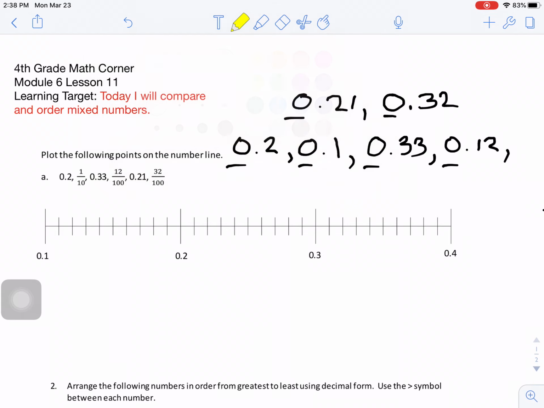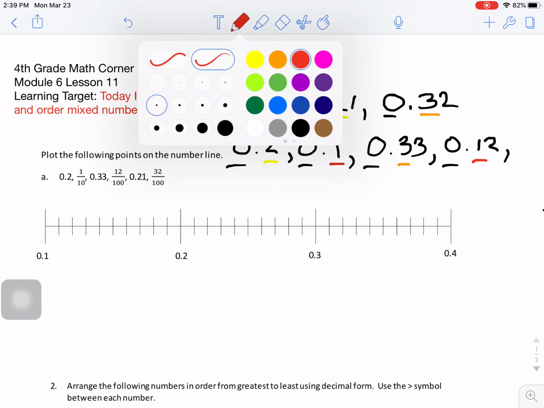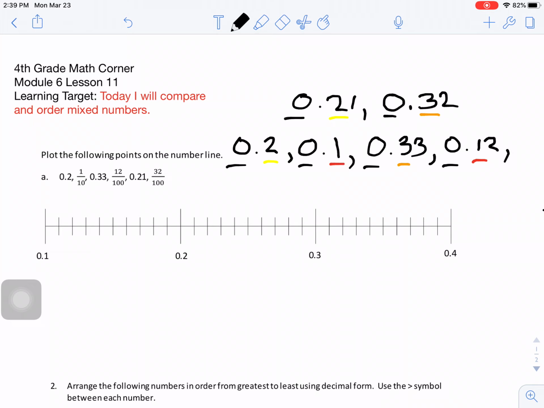Here, I have a 2 in the tenths place. Here I have a 3 and a 3 in the tenths place. And here I have a 1 and a 1 in the tenths place. That will help me when ordering them because I will now know their different tenths. Looking here, 1 is the lowest tenths, so then I need to look.